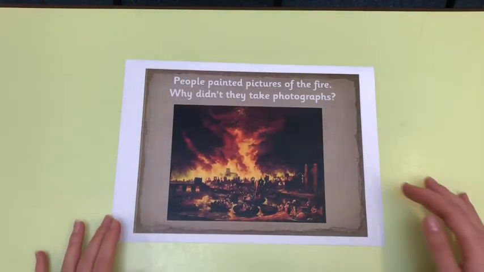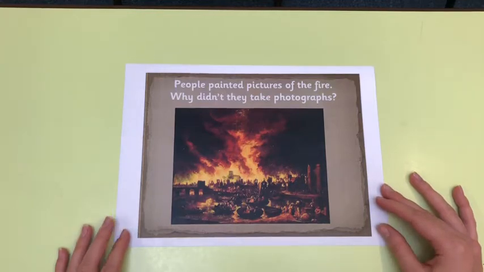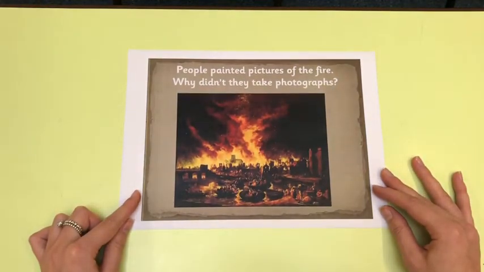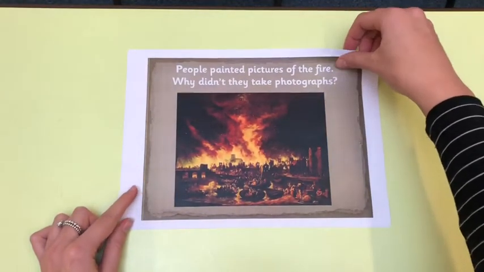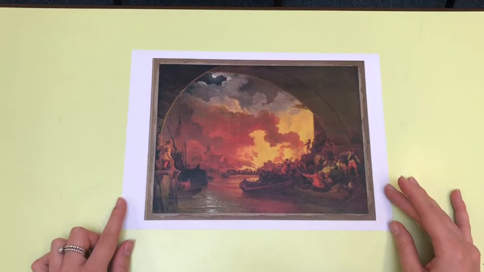So, back in the 17th century, people would have painted pictures of the fire. That was because they didn't have cameras to take photographs. So this is a painting that an artist has created of what the fire would have looked like. Here we have another painting of what the Great Fire looked like. So again, it is not a photograph taken on a tablet or a mobile phone because they didn't have those devices back then. The only thing that they had were to record it by writing, but also to record by painting and drawing.